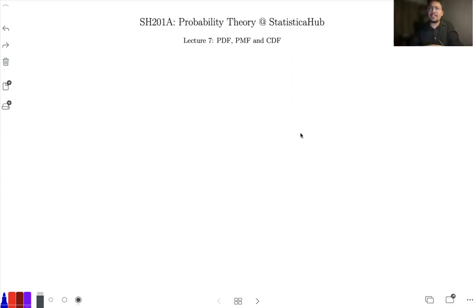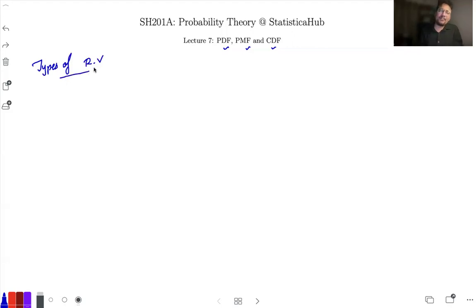Okay, so in the last lecture we introduced the random variable. We introduced the definition of the random variable and different types of measurable variables. Now in this particular lecture we are going to cover PDF, PMF and CDF. Before moving to that topic, we have to understand different types of random variables. Okay, types of random variable.